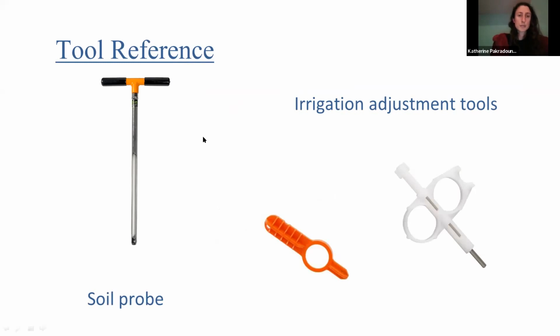A soil probe, so this can be used to check the soil and actually take a sample of the soil and see exactly where the moisture is. Irrigation adjustment tools, I haven't used the one on the right, but this guy on the left is used for the MP rotators, so it will help make adjustments to the sprinkler head. So you might find this is something that you're using often.